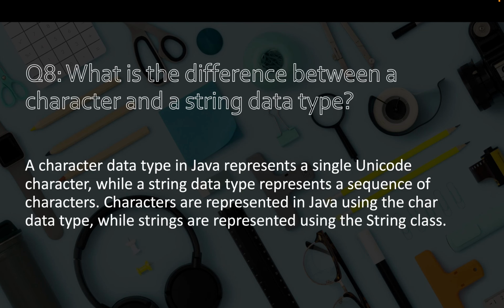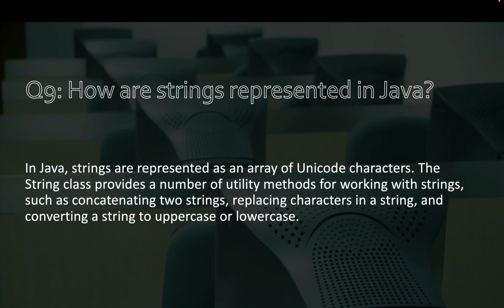Question number 8. What is the difference between a character and a string data type? A character data type in Java represents a single Unicode character, while a string data type represents a sequence of characters. Characters are represented in Java using the char data type, while strings are represented using the String class.